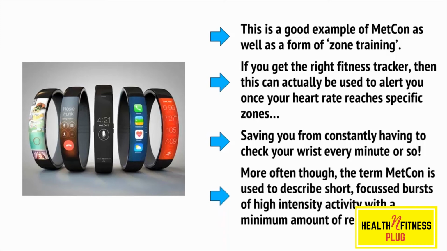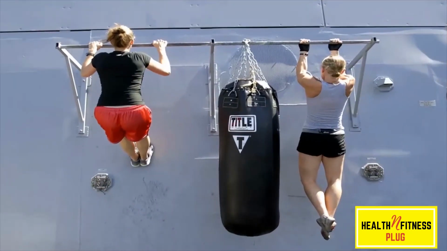More often, though, the term Metcon is used to describe short, focused bursts of high-intensity activity with a minimum amount of rest in between. A good example is the ladder workout, which involves performing 10 good reps of a given exercise, such as pull-ups or clapping exercises, resting for 30 seconds, and then performing 9 reps. You keep going until you reach 1 repetition, at which point the challenge has ended.